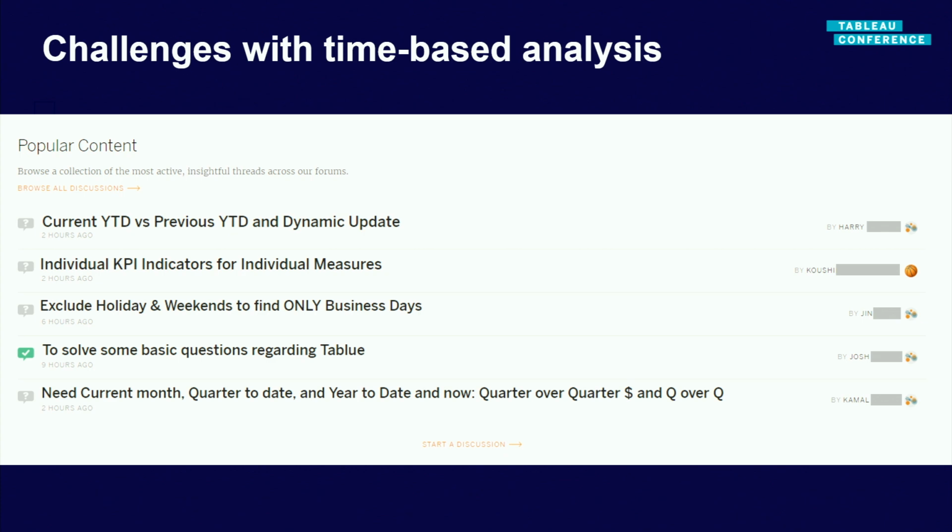I feel that a lot of Tableau users go through this kind of disillusionment as well. They have a particular viz in mind that they want to create, and especially with time-based analysis, something like the last sentence there: I need the current month and quarter to date, year to date, as well as quarter over quarter in dollars and percent. I'm like, okay. There are so many questions like this on the community forums, and I thought this is such a relevant session to teach you about how to do this time-based analysis and period comparisons in an easy way.